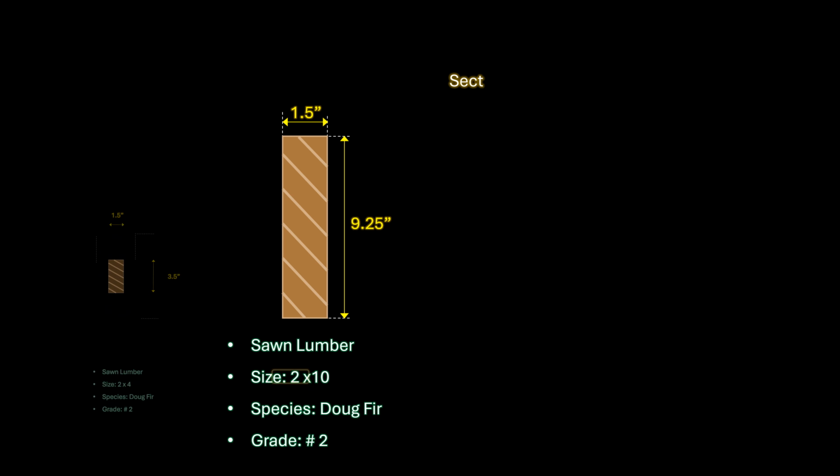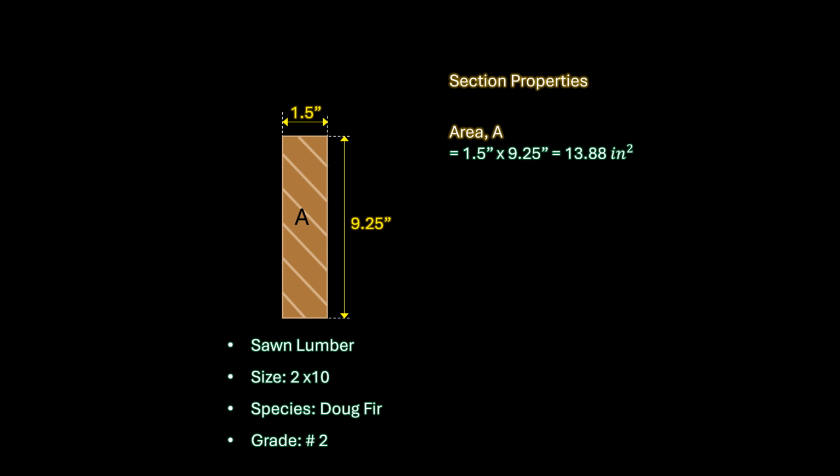There are 3 important section properties that we need. First, the area is the product of the actual length and width. Therefore, the cross-sectional area is 13.88 square inches. We will use the area when evaluating the actual or demand shear stress.